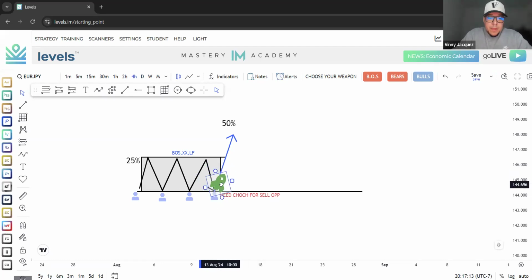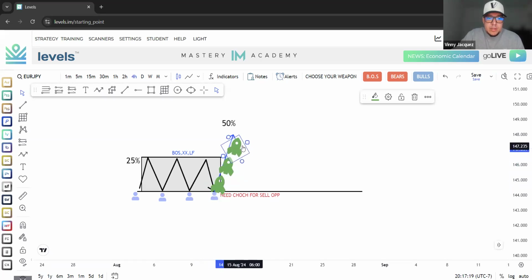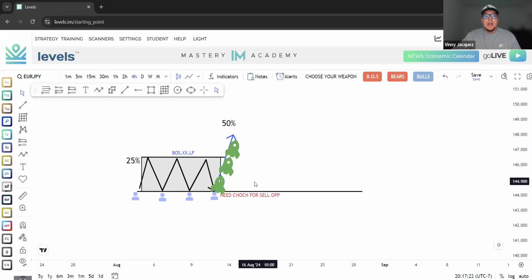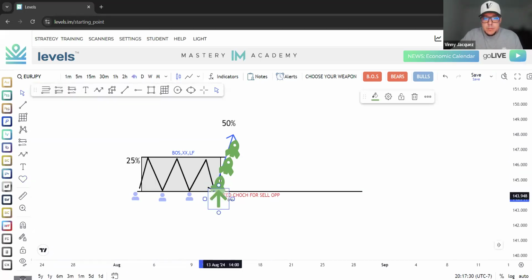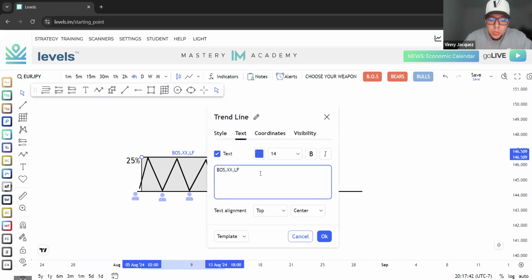The head and shoulders. The banks will buy here and shoot the market up. Boom, the market is gone. Now the banks just placed their first buy right here. The XX is a liquidity sweep and the LS is the left shoulder. Oh, you're right, left shoulder. I'm tripping, thank you.